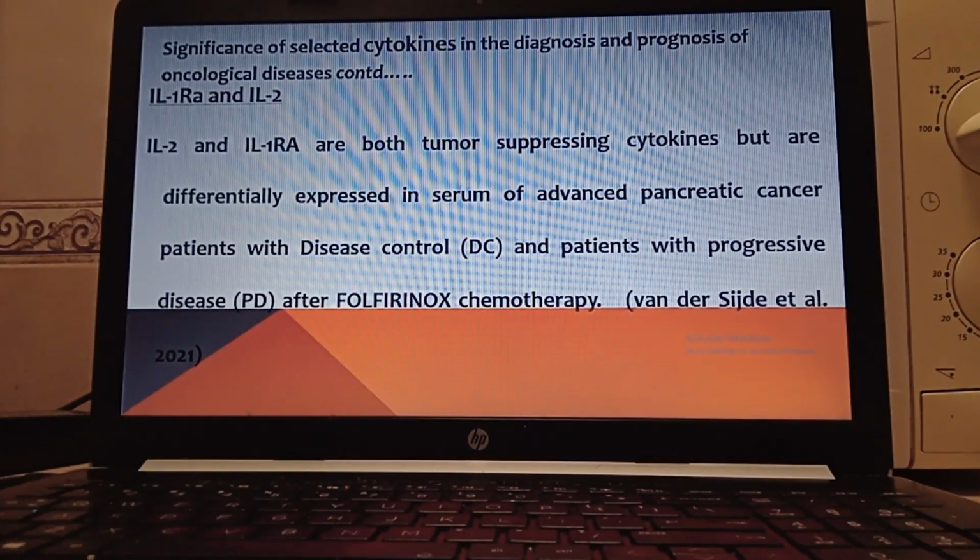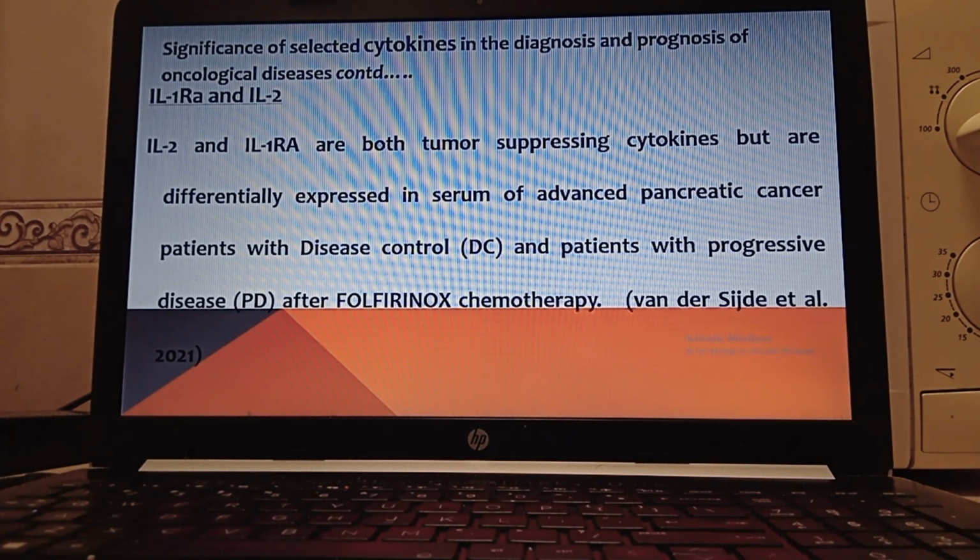So let's look at interleukin-1 receptor antagonist, IL-1RA, and interleukin-2. Now, as the name implies, interleukin-1 receptor antagonist opposes the effect of interleukin-1. The same goes with interleukin-2. Now, let's talk about the two of them. Interleukin-2 and interleukin-1 receptor antagonist are both tumor-suppressing cytokines.